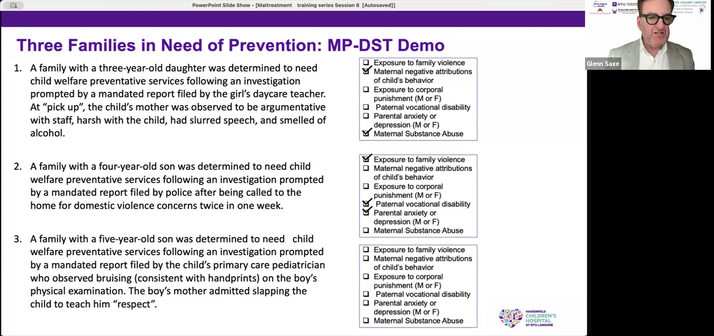And then another family, for example, a family with a 5-year-old son was determined to need child welfare preventative services following an investigation prompted by a mandated report by the kid's primary care pediatrician, who observed bruising consistent with handprints on the boy's physical exam. The boy's mother admitted slapping the child to teach him respect. So here we have exposure to corporal punishment, and let's say we assess this and had maternal negative attributions. So this is how it would work.